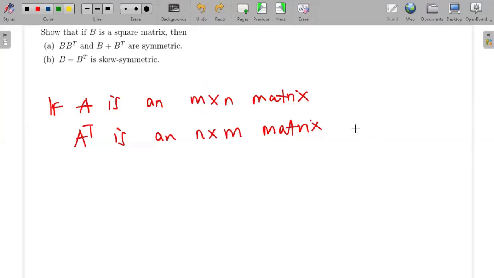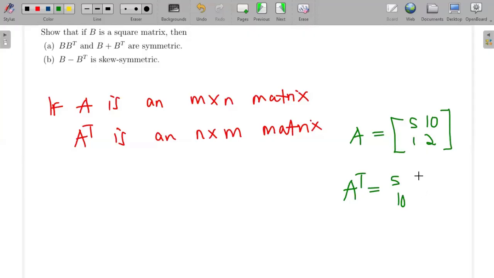M. So for example, if my matrix A is 5, 10, 1, 2, if this is my matrix here, so it means that my A transpose is going to be equals to, I'll write my rows as my columns. So that will be 5, 10. Then this one is the second row, so I write it as the second column. It will be 1, 2. So you've seen that we've actually interchanged the rows and the columns. So that's what a transpose is.